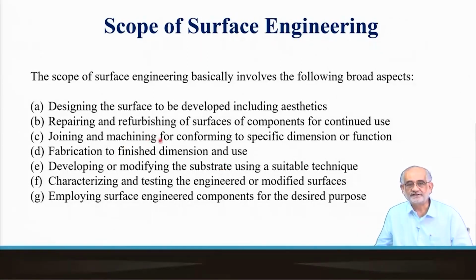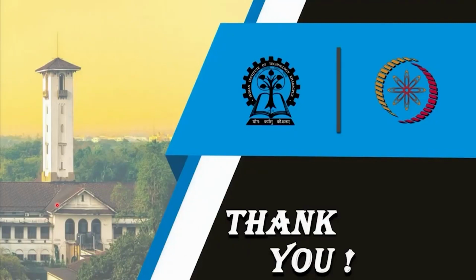Similarly, one can do joining and machining for conforming to specific dimensions or function. You may go for fabrication for finish dimension and use. You may develop and modify the substrate by using a suitable technique for a certain application. You may like to do characterizing and testing of the engineered or modified surfaces, and at the end, basically, you do surface engineering so that you can deploy that component for various specific purposes, be it for cutting, or for wear-resistant application, or just simply looking very good and pretty. So I think that's all. Thank you very much.